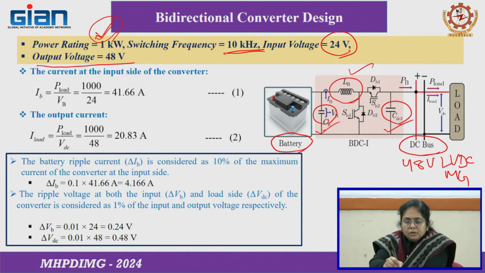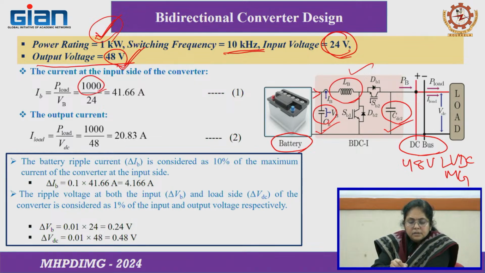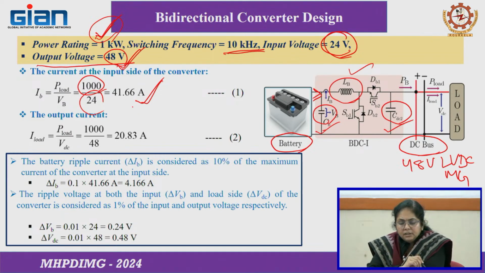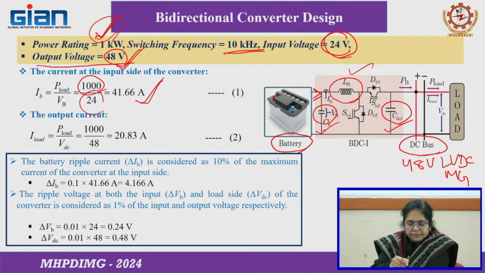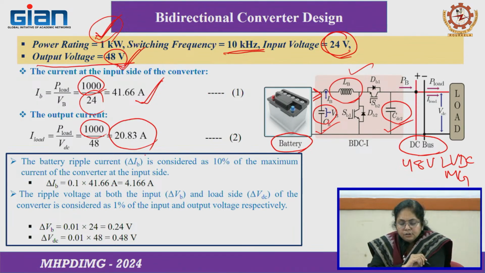As the power rating of the load is fixed, the output voltage and input voltage are known: this is the battery voltage and this is the bus voltage. The maximum battery current we can get by the load power divided by the battery voltage. So, the maximum battery current to be designed for is 41.66 ampere, that is 1 kilowatt load divided by 24 volt. And the output current, when the output voltage is fixed to 48 volt, we are getting nearly 21 ampere, 28.83, you can check it.